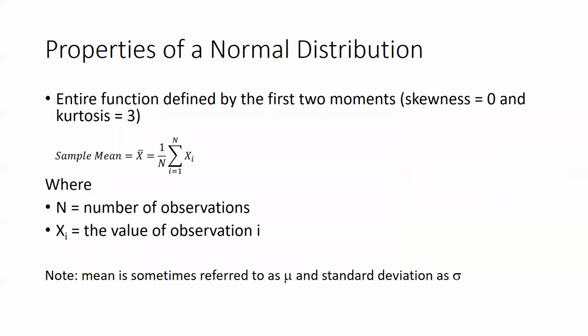All right, normal distributions are nice and unique. Here's how. Normal distributions are entirely defined by the first two moments. So all you need when you're defining a normal distribution is the mean and the standard deviation. This is because skewness will be 0. There is no asymmetry in a normal distribution, and kurtosis will always be constant at 3.